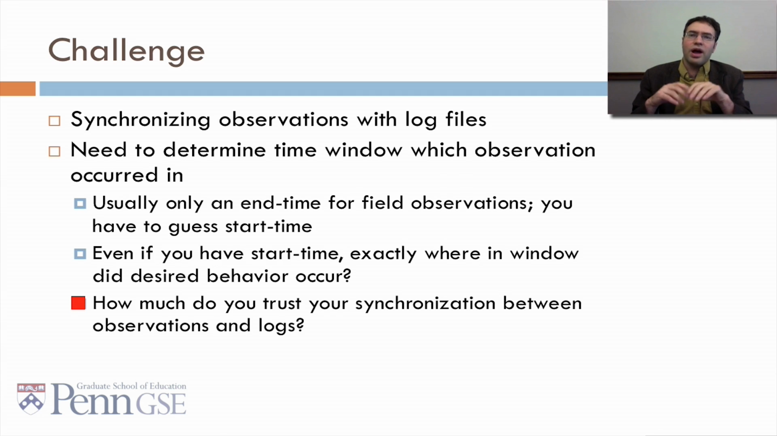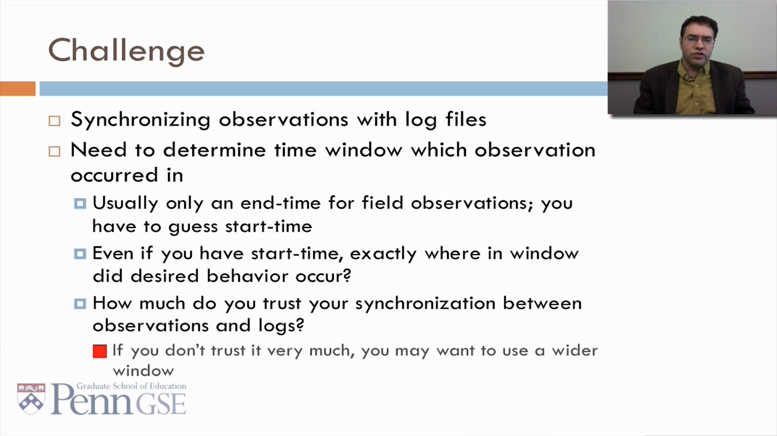Our Android app gets within 1 or 2 seconds, and actually both the app and the software connect to the same internet time server. What causes the 1 or 2 second delay can often be network latency. So you're never going to get perfect synchronization in this day and age. If you don't trust your synchronization very much, you may want to use a wider window. Even if your observations were officially 20 seconds long, you may want to look at windows of 30 or even 40 seconds.